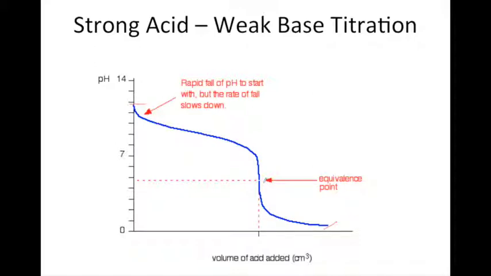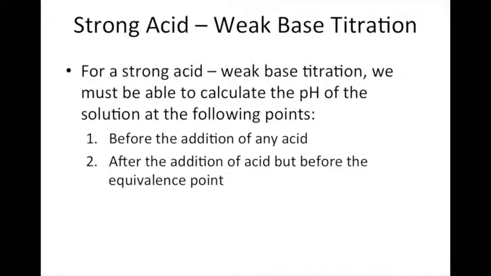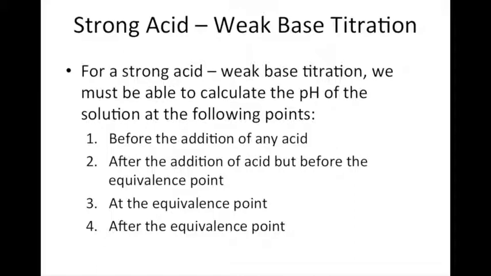below neutral, below 7.0. So for a strong acid weak base titration, we must be able to calculate the pH of the solution at the following points. Before we start the titration, after we've started the titration but before we've reached the equivalence point, at the equivalence point, and after or beyond the equivalence point. Each of these points along our titration curve involves a different strategy for calculating the pH.